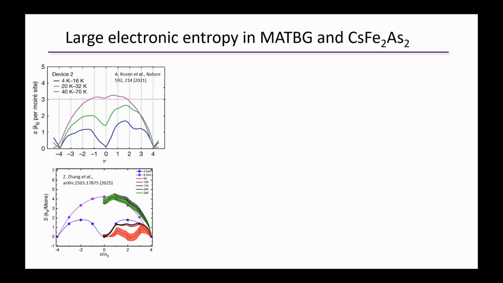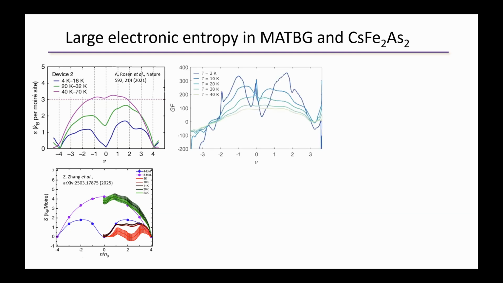Now, it's interesting to think about the system in the context of measurements that have been made of the electronic entropy from measuring compressibility. The top is work from Eli Zeldov's group, or Shahal Ilani's group, and the bottom is from Eva Andrei's group. And there are others that I haven't shown there, but they all broadly agree that at high temperature, you get this dome of large electronic entropy, of order k_B per unit cell. And then as you lower the temperature, you generally get a dip around the charge neutrality point.